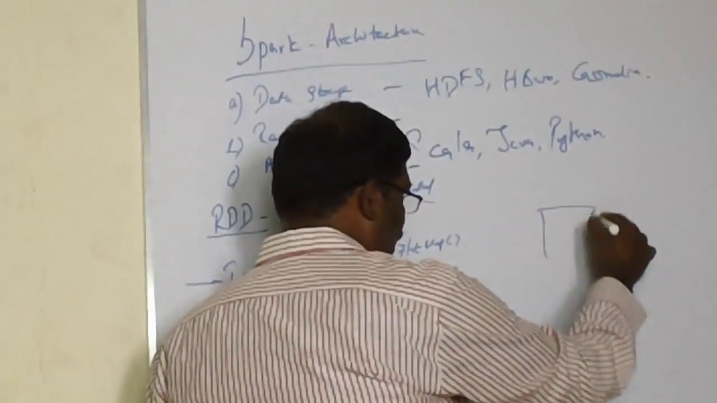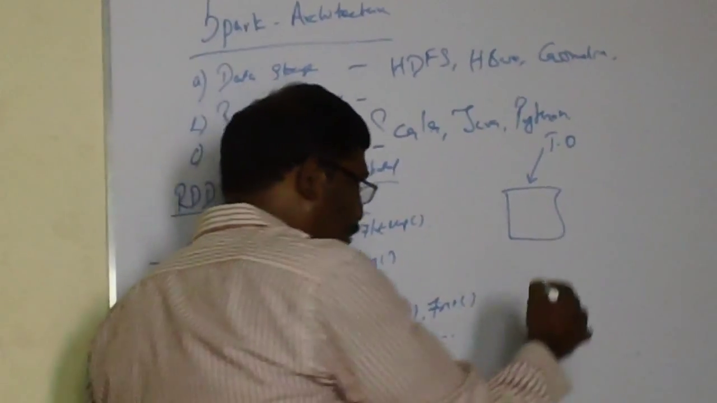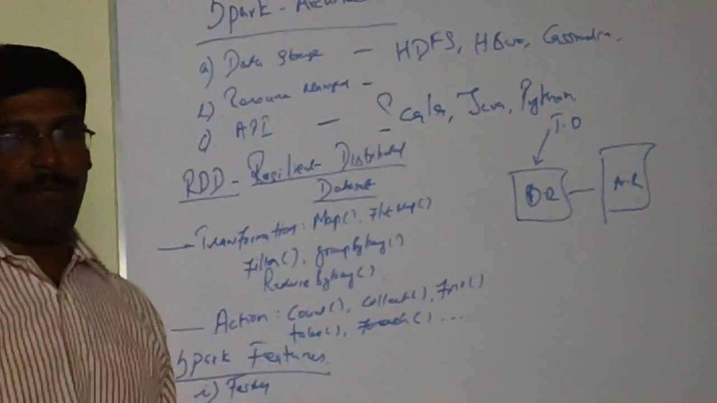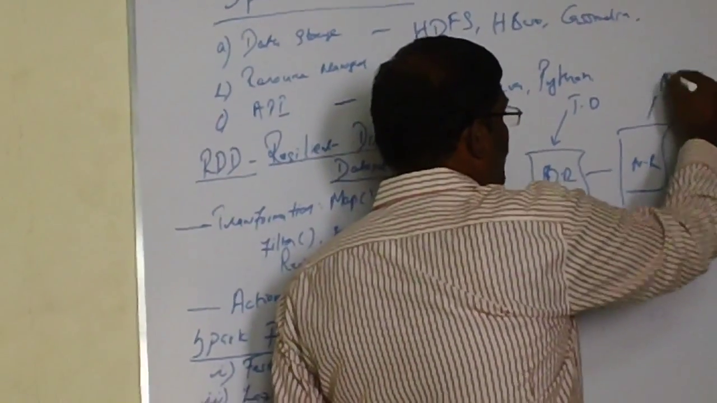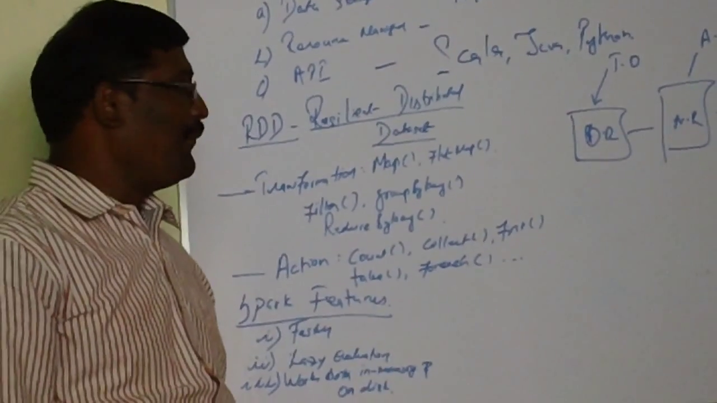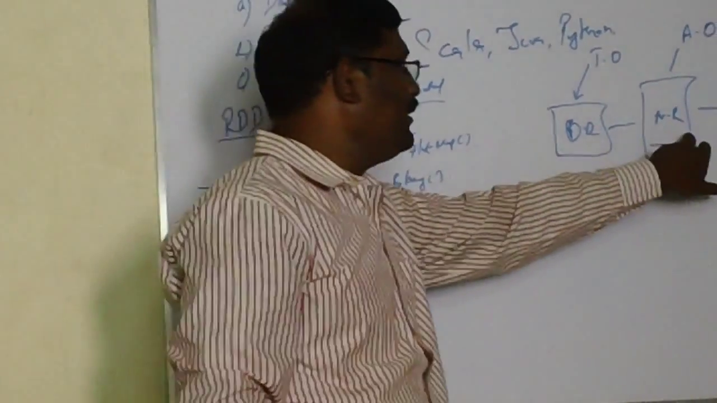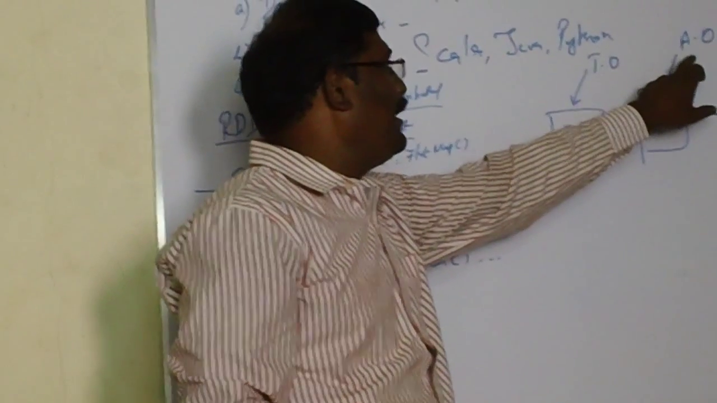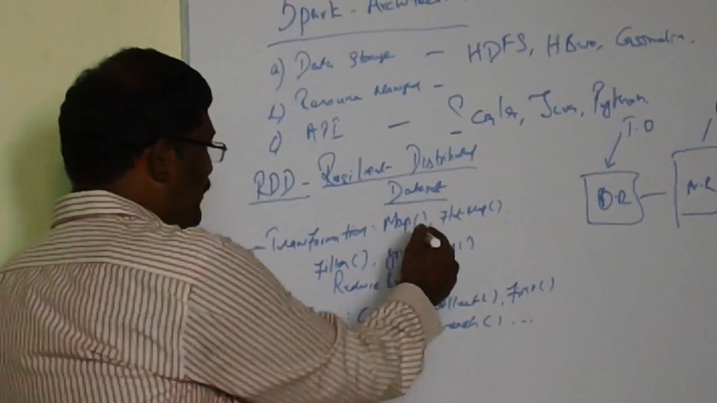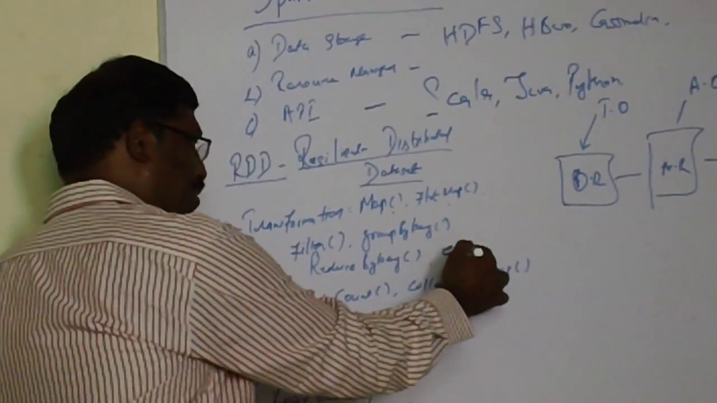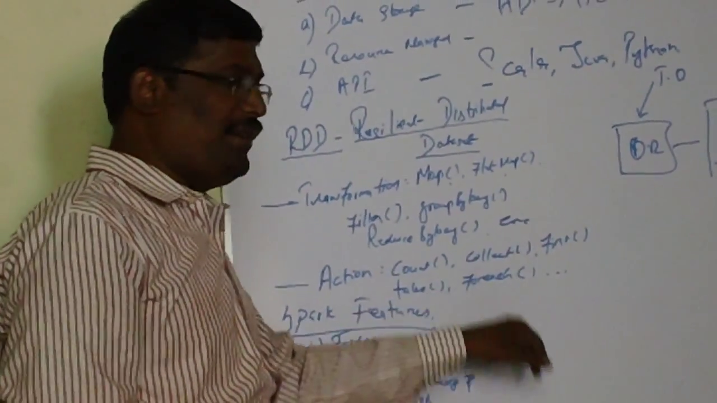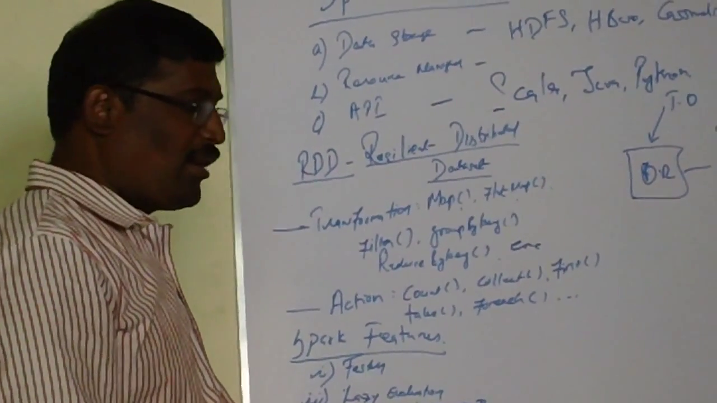When you apply a transformation operation on an RDD, it returns a new RDD. The original RDD remains, and a new RDD is returned by the transformation operation. When you apply an action operation, it doesn't return any RDD, it returns a value. Examples of transformation operations are map, flatMap, filter, groupByKey, reduceByKey, etc. A number of operations are available for transformations. And for actions, we have count, collect, first, take, foreach, and other operations.